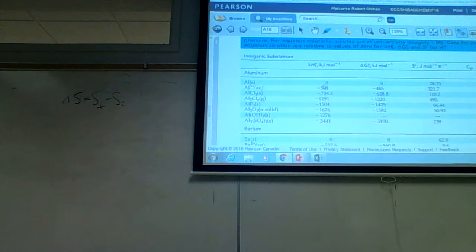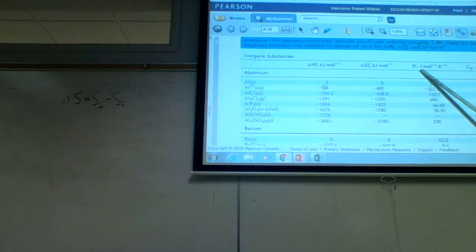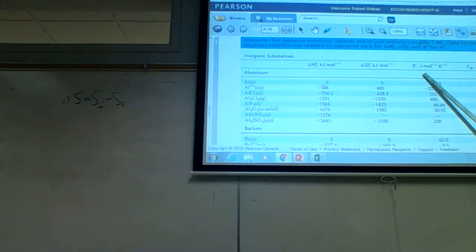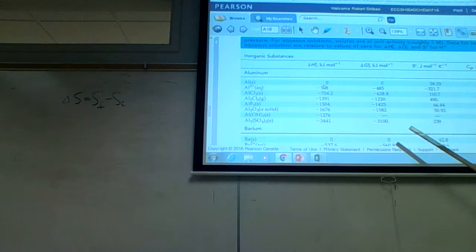Standard thermodynamic conditions refers to what? Zero Celsius? Actually, no. There's no standard thermodynamic temperature. There's only a standard thermodynamic pressure and a standard thermodynamic concentration. Pressures are going to be 1 atmosphere, 1 bar. Concentrations are going to be 1 molar. The temperature can be anything, and we could still be under standard conditions. It just so happens this data table is for 298 Kelvin.